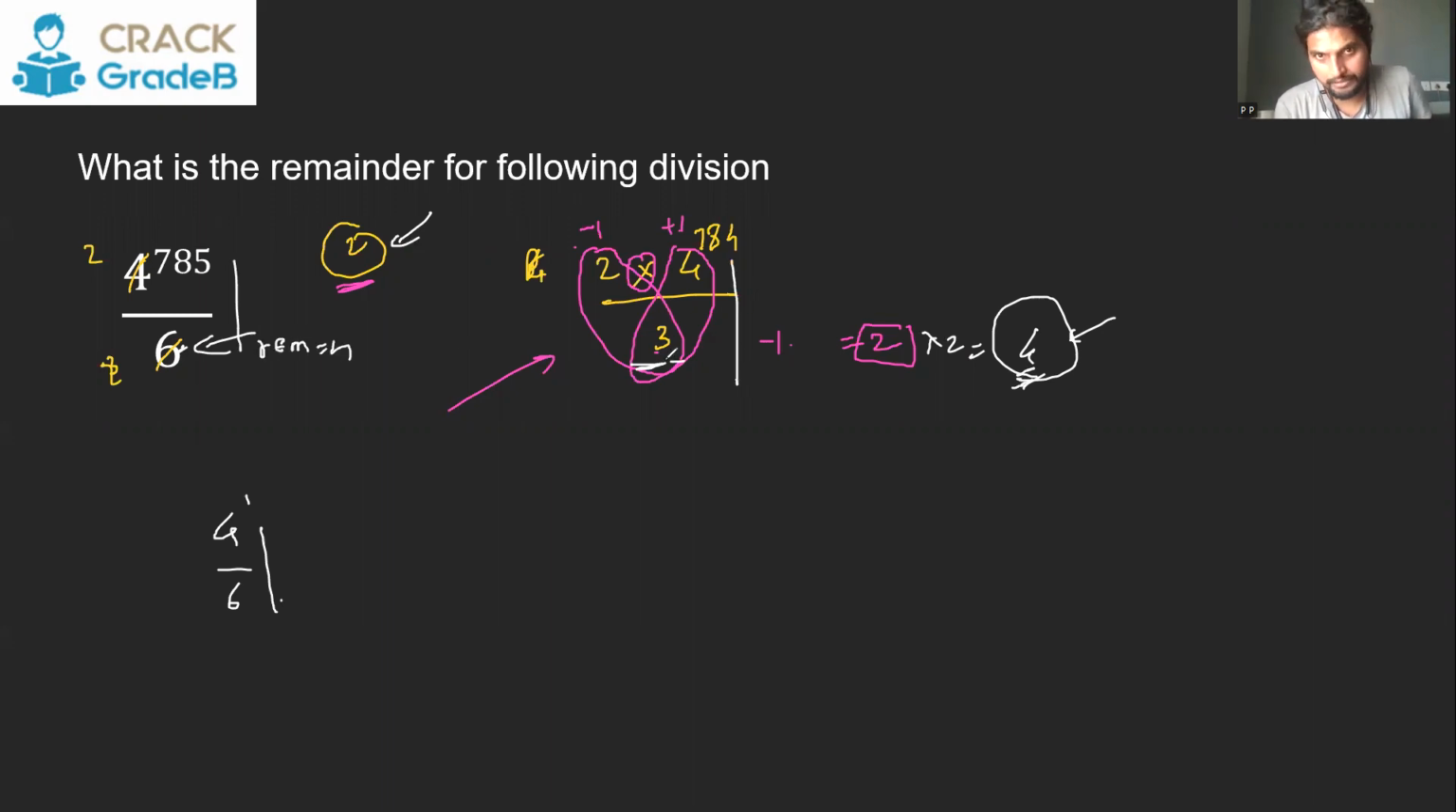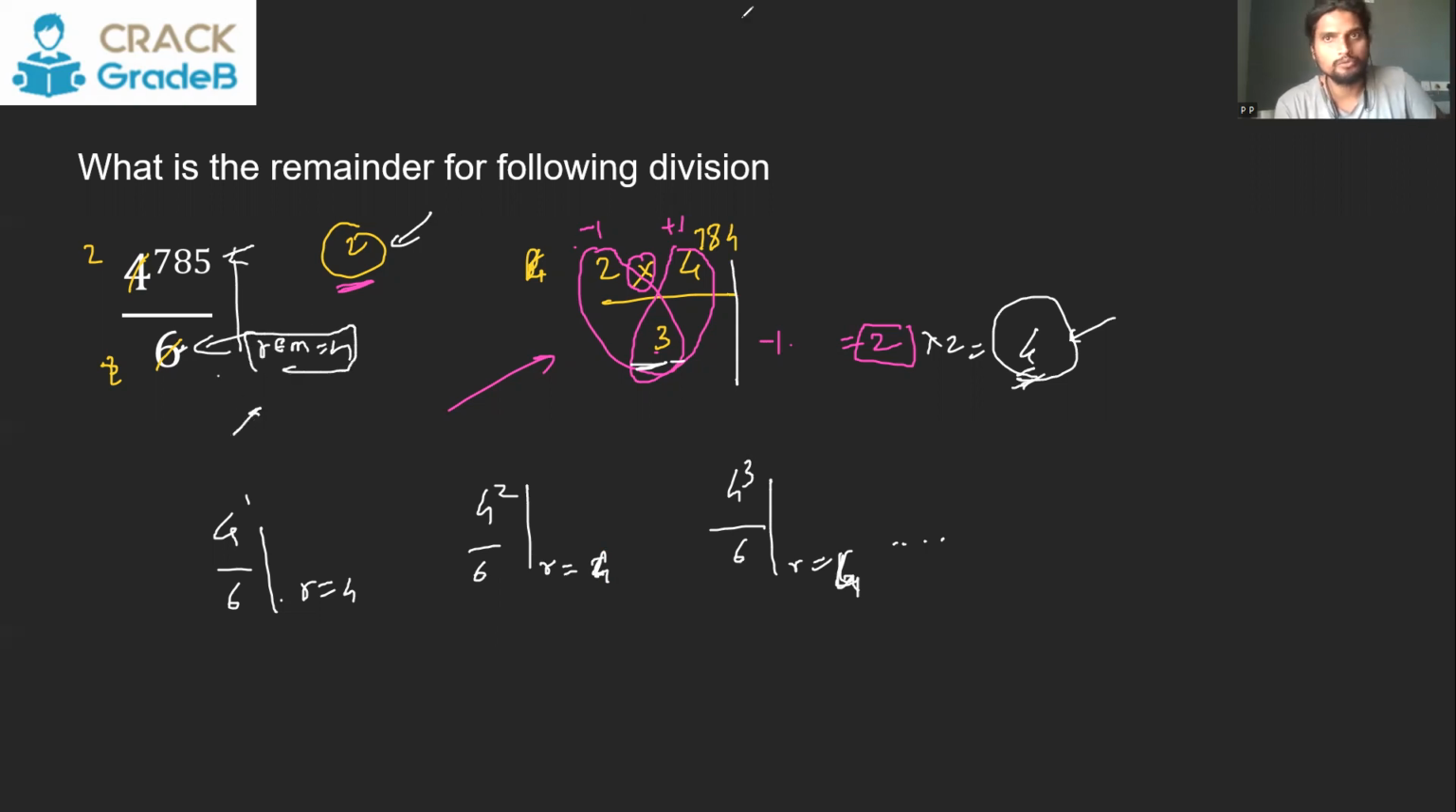Had it been this division, then the answer would be 2. Okay. Now if we check the pattern here, 4 by 6, the remainder is 4. 4 square upon 6. 4 square is 16. 16 if we divide by 6, 12 goes, the remainder is 4. 4 raised to the power 3 upon 6. 64 by 6. The answer is again going to be 4. So every time if you divide 4's power by 6, the answer is coming 4. That means here also the answer should be 4. So the pattern method is also sometimes very, very useful.